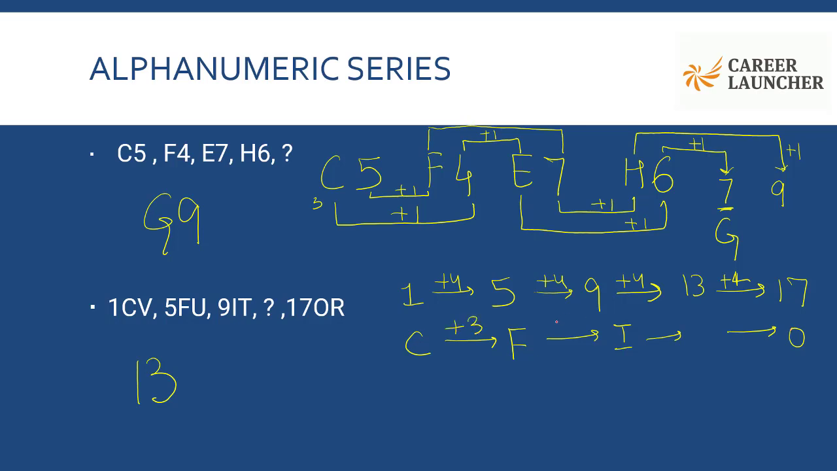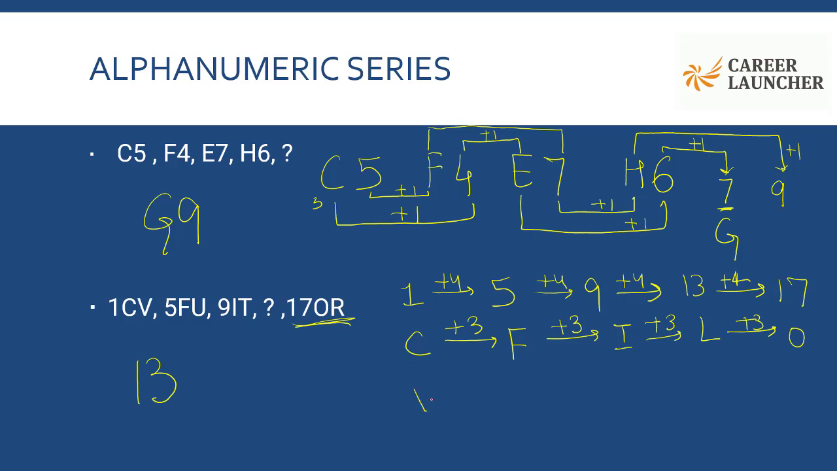From F to I, the forward movement is 3 places. And when I move 3 places ahead from I, I will get L. And after L, again, if we move 3 places ahead, we will reach O. So that's confirming with the last term.